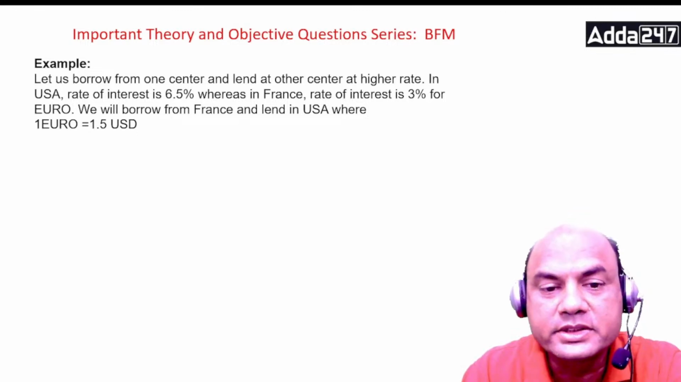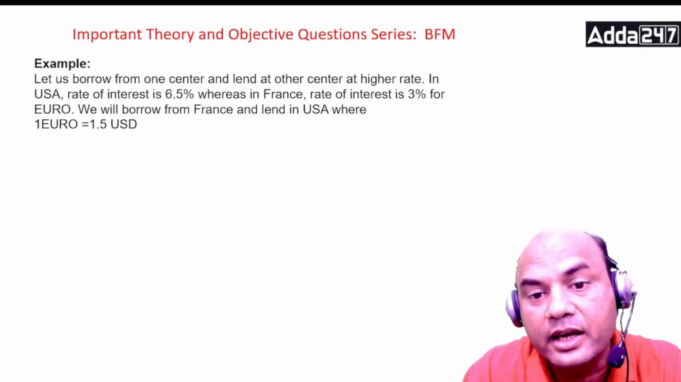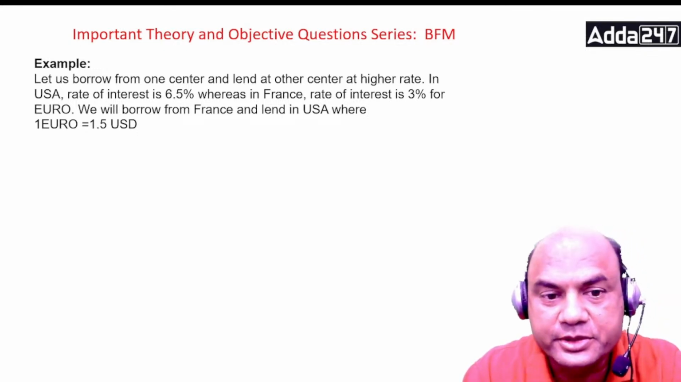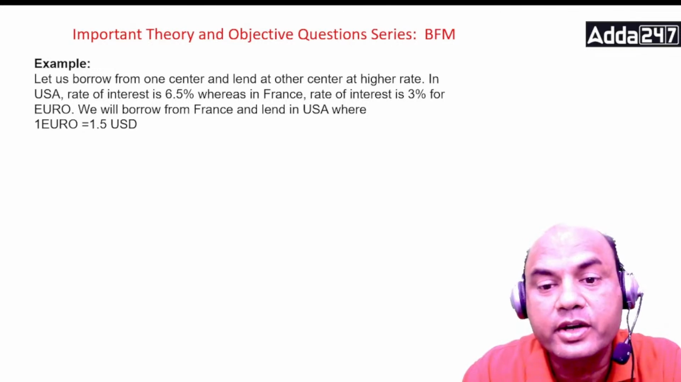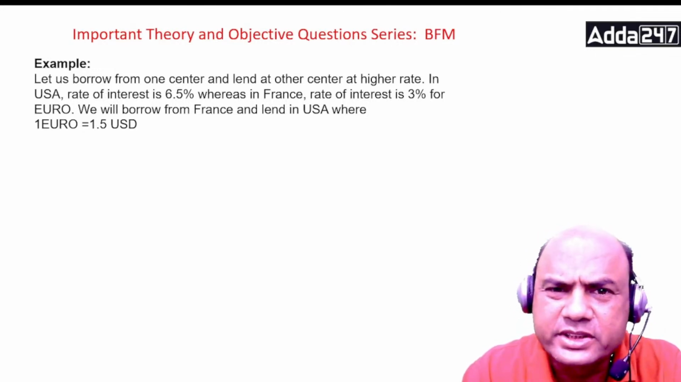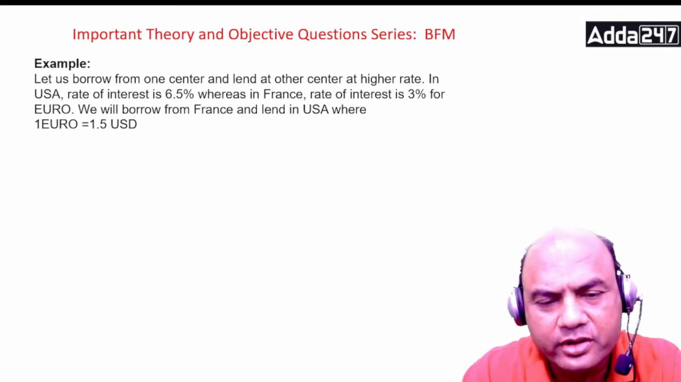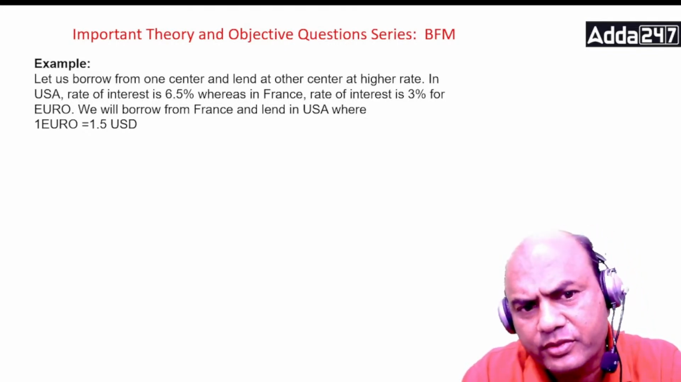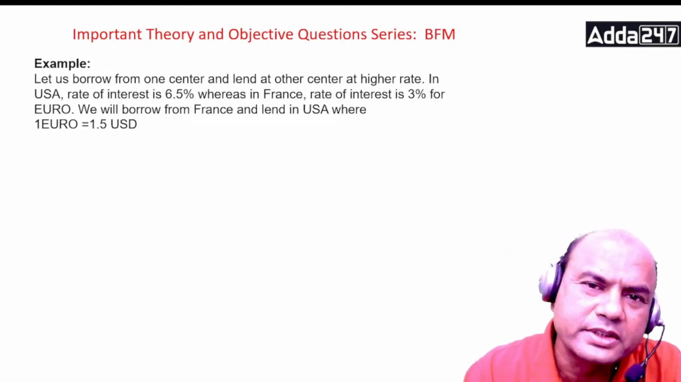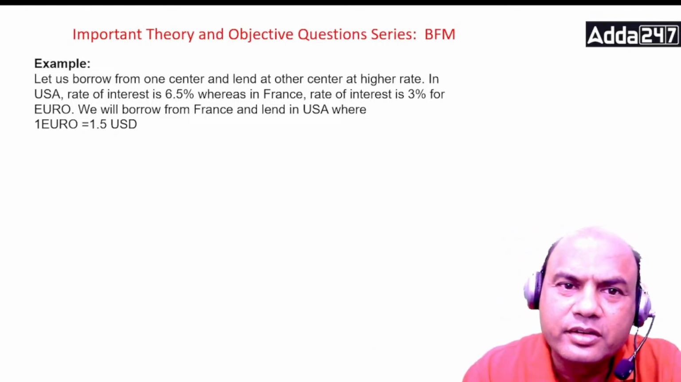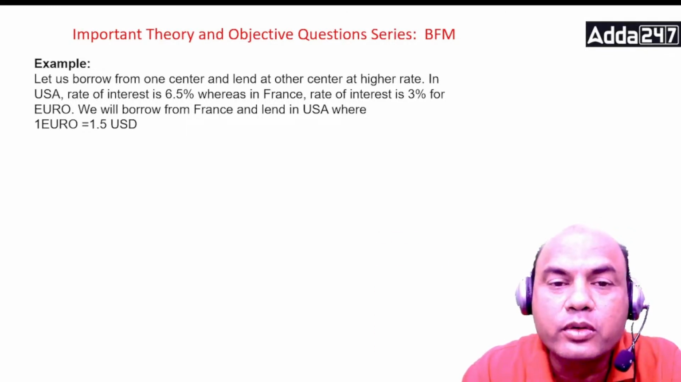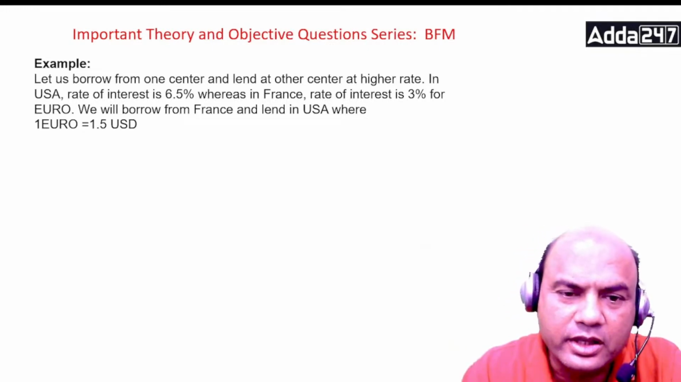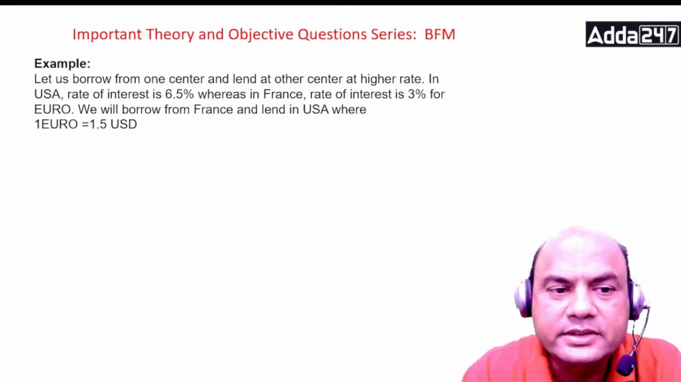Let us borrow from one center and lend at the other center at a higher rate. In USA, the rate of interest is 6.5%, whereas in France, the rate of interest is 3% for euro. USA will be for dollars and France is for euro. We will borrow from France and lend to USA. Why can't we do the reverse, borrow from USA and give to France? What is the business? Buying at a lower rate and selling at a higher rate. Where is the lower rate? France. So I'll borrow from France and lend it to USA.